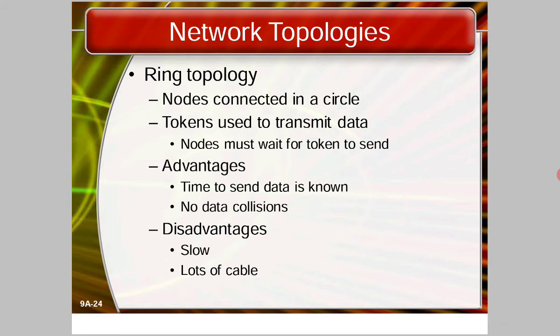So the third type is ring topology. What is a ring topology? In ring topology, nodes are connected in a circle. Node means workstation or PC or client. One node is generally connected to its adjacent node. Tokens are used to transmit data. Nodes must wait for a token to send. Advantages: time to send data is known. No data collisions. Disadvantages: slow, lots of cable.